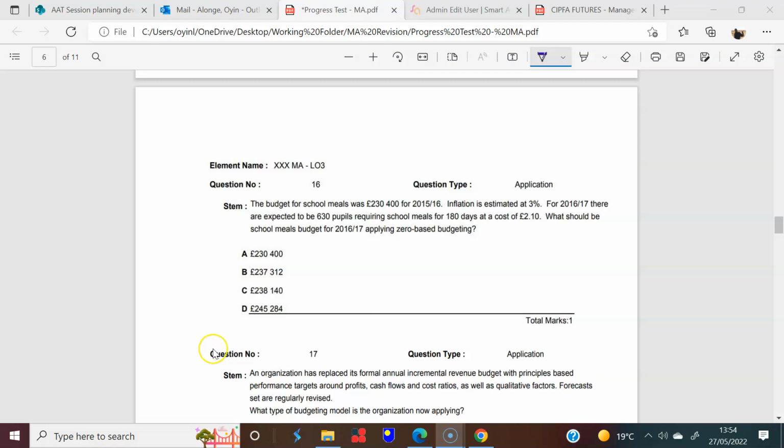Right, question 16. Question 16 is wanting us to apply zero-based budgeting. So we ignore last year and the inflation. If it was asking for incremental, then that would matter, but here we are purely starting from scratch. And what does that mean? We are expecting 630 students for 180 days at a cost of £2.10. So we literally will work with that times 2,010, and that will take us to £238,140. And that is question 16.